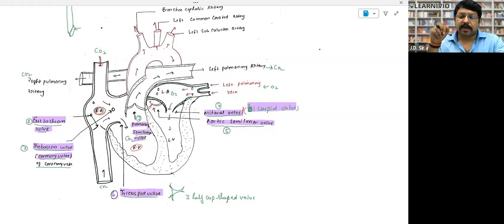Superior vena cava does not have any valve, as it opens obliquely.